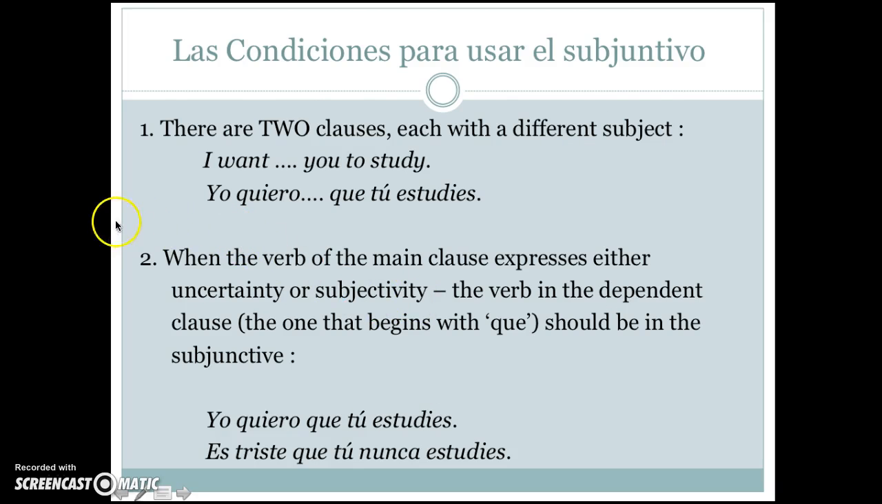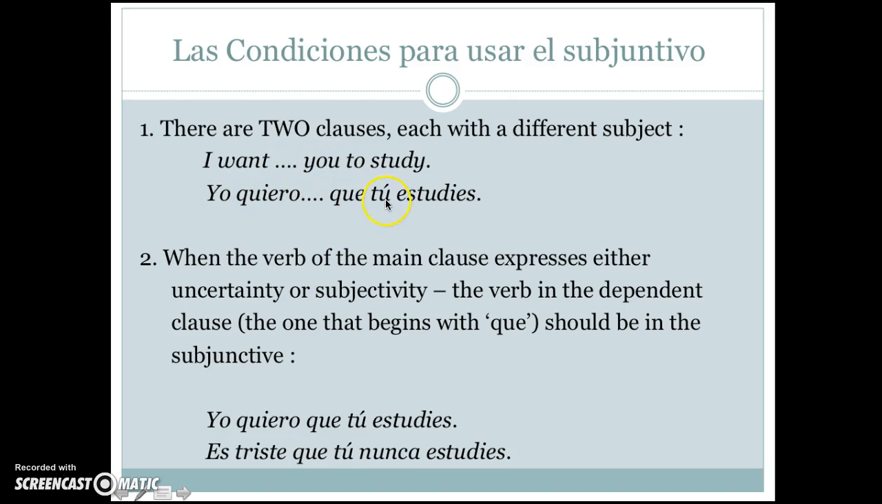So there are two conditions we have to meet in order to use a subjunctive form of a verb. First, we need to have two different clauses with two different subjects. So here, for example, I want you to study. Well, I'm doing the wanting. That's one clause. I'm the subject of that verb. I'm doing the wanting that you do the studying. Here we have another verb, different subject. Two different clauses, two different subjects.